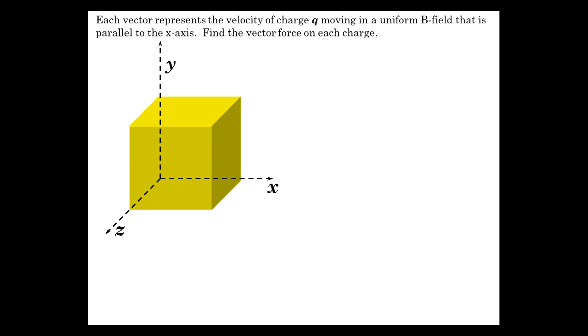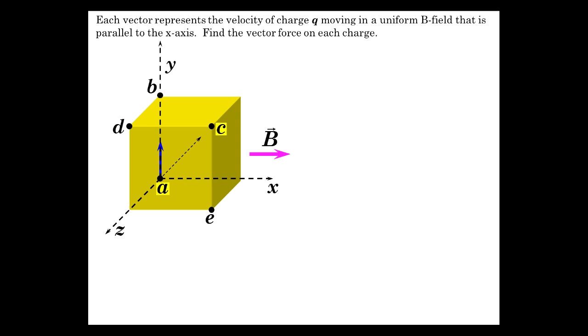Just for practice, let's do a simple example of charges moving in a uniform magnetic field that's parallel to the x-axis. And let's just get the forces on each of these in each of these situations. So we have a B field pointing to the right, positive x, and we have A, B, C, D, E. Those are each charges, and each one is going to be going in a particular direction. So let's start with A. A is moving in the positive y direction.